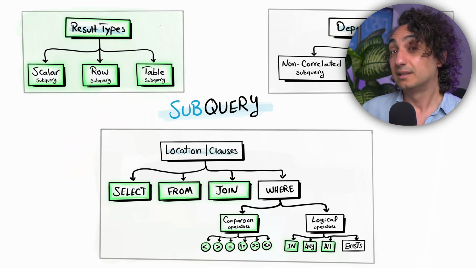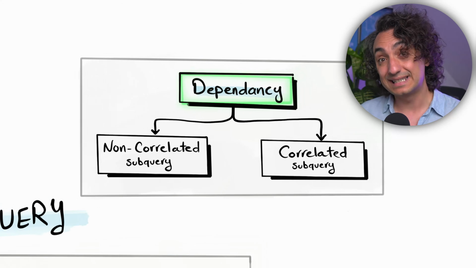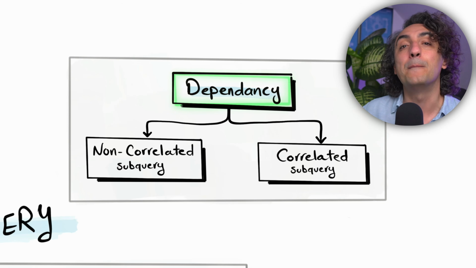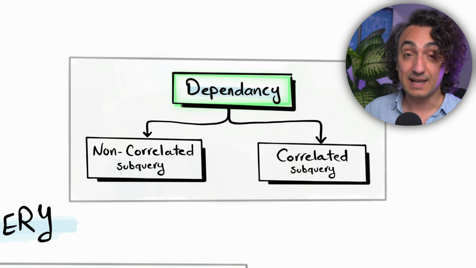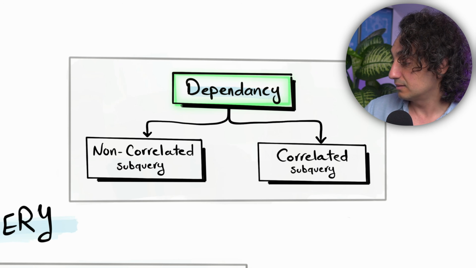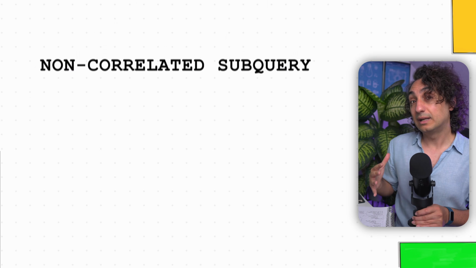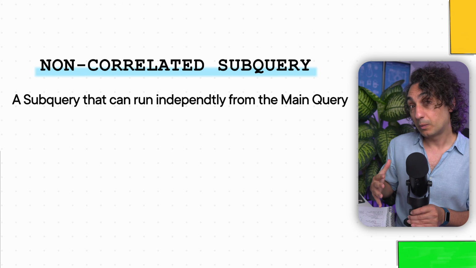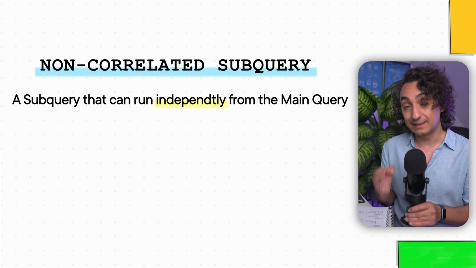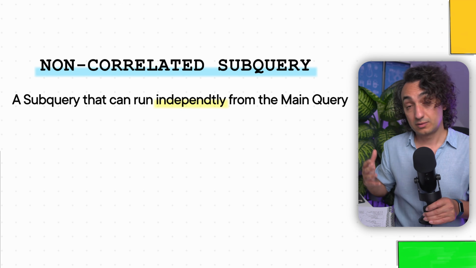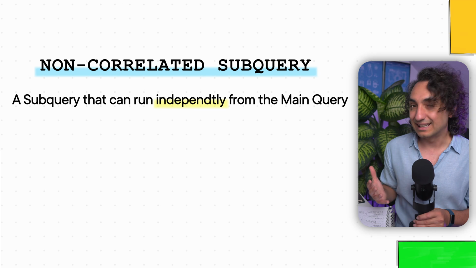Alright friends, so now we come to the part where it is a little bit complicated about subqueries. Now we're gonna talk about the dependencies between the subquery and the main query. So far, all the examples and subqueries that we have learned were non-correlated subqueries. A non-correlated subquery means a subquery that can run independently from the main query. So that means the subquery is like a standalone query.